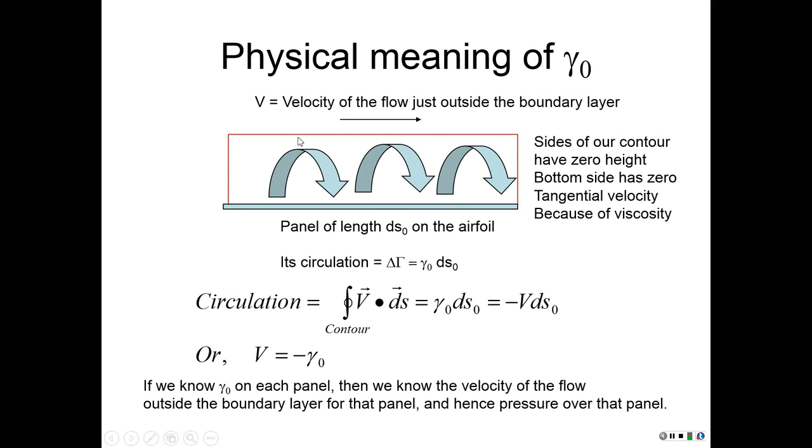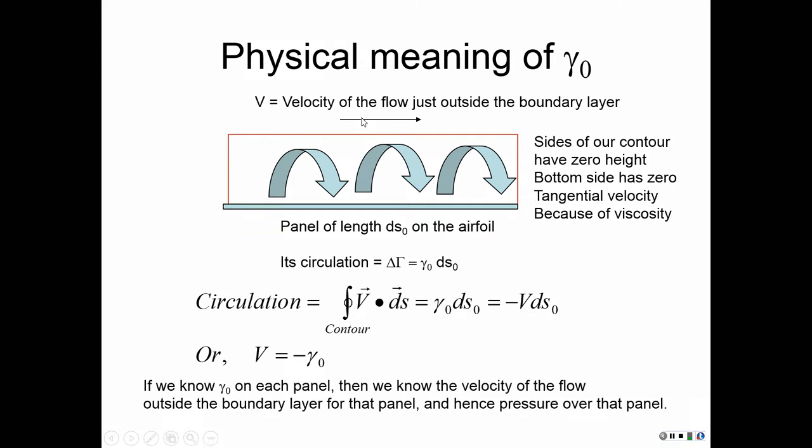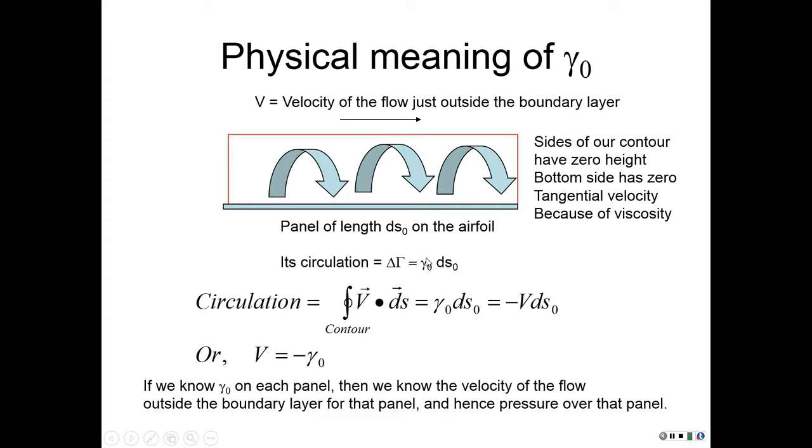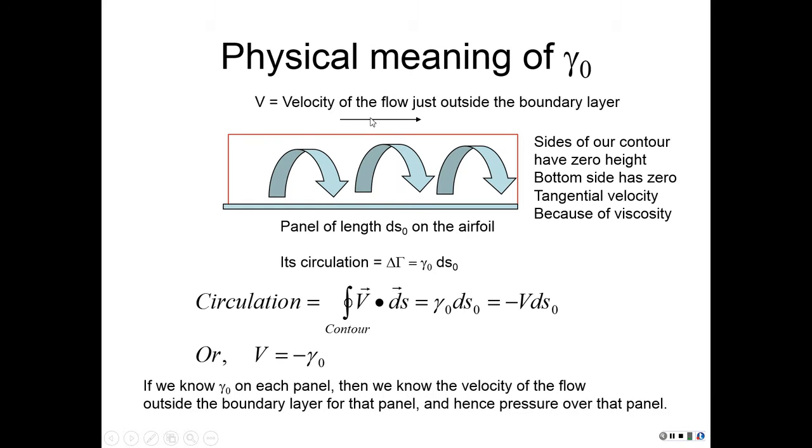Minus of v times delta S naught plus 0, that's the circulation. So the circulation gets contribution only from this side. It's minus of v naught times delta S. So the circulation inside the contour, gamma naught ds, is minus of v times ds. So the tangential velocity is negative of gamma naught. So if we solve this equation, once you know the gamma naught, we know the tangential velocity.